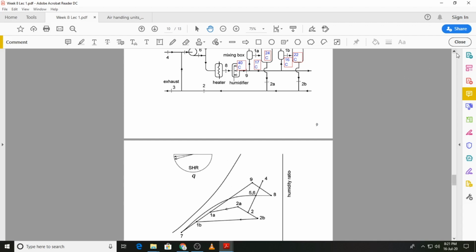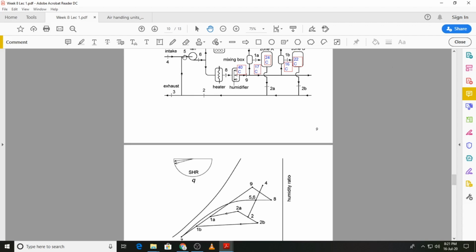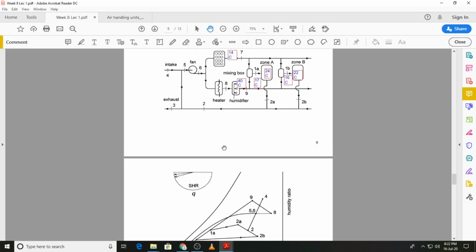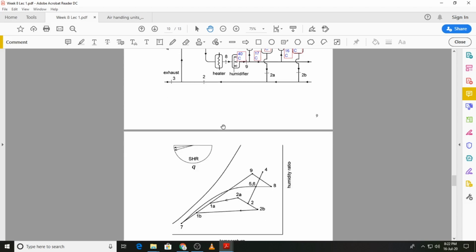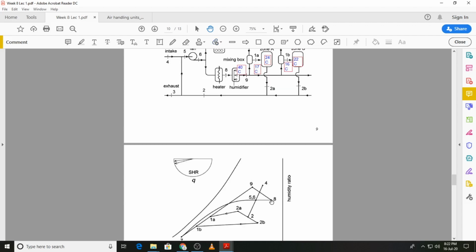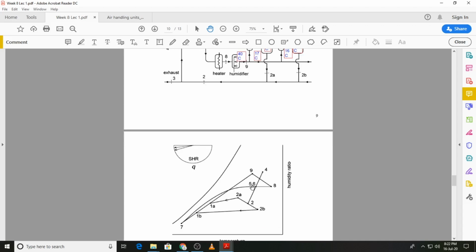That resultant state 2 is mixed with the outside air to give us state 5. So 2 and 4 gives us state 5, and state 6 is the same, which is after passing through the fan. Now we have the division of the air into two streams. One is cooled and dehumidified, the other is heated and humidified, and those two streams are shown by the respective processes. This is first sensible heating from state 6 to state 8 when it passes over the heating coil. Then it is humidified, and the other stream is cooled and dehumidified to state 7. So heating and humidification to state 9, cooling and dehumidification to state 7, then the mixing of the two streams in the mixing box, which is where we started from.